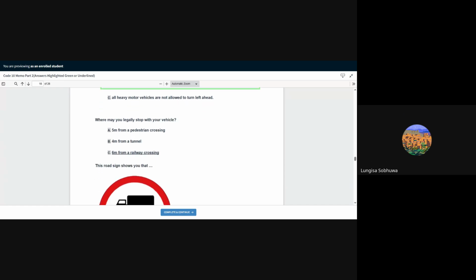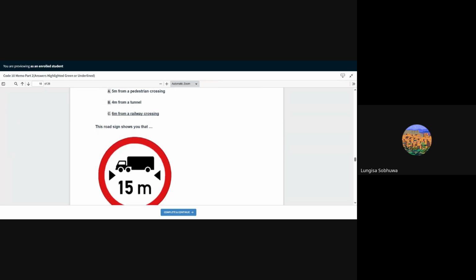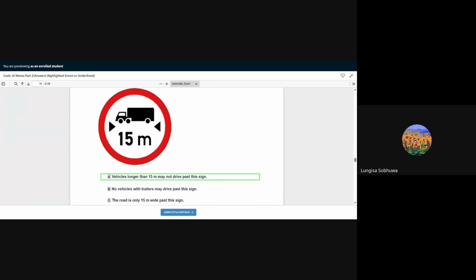Next question. You may legally stop your vehicle. The answer is 6 meters from a railway crossing. And the next question is, this road sign shows you that. The answer is A, vehicles longer than 15 meters may not drive past this sign.